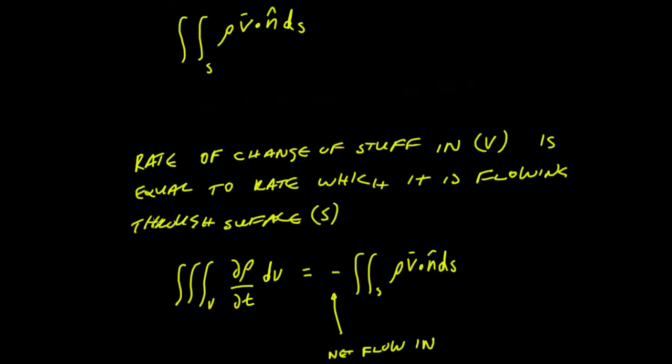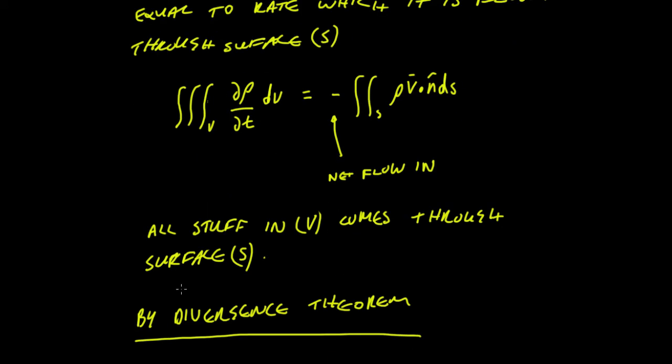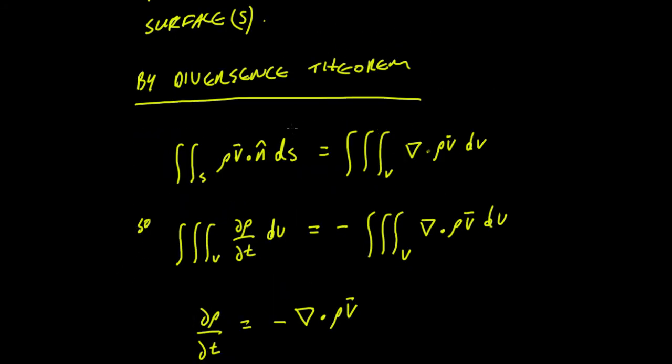So the rate of change of stuff in the volume is equal to the rate at which it is flowing through the surface. That's the rate of change of stuff in the volume, and that's the net flow through the surface, and it's negative because it's a flow into the surface. So all the stuff in the volume must come through the surface. Then we can say by the divergence theorem that this flow through the surface is equal to the entire stuff in the volume.